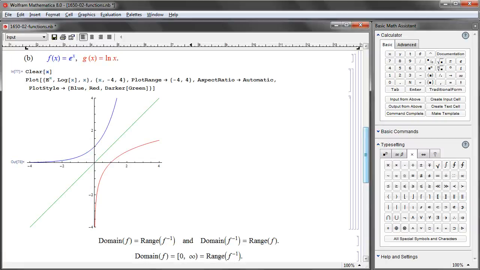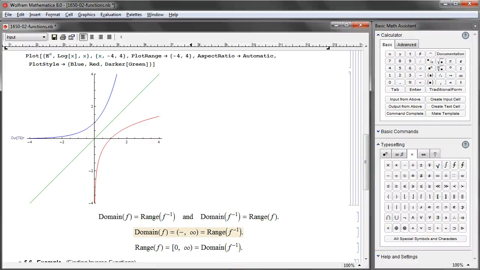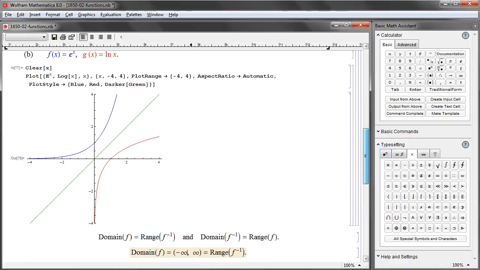f of x is e to the x here. g of x is log, so g is the inverse function. What is the domain of f? The domain of f in this case is negative infinity to positive infinity, because if you look at the blue graph, in terms of x value, it goes on forever to the left hand side, also to the right hand side. And that is also the behavior of the red graph. In terms of y, it goes to negative infinity, it just goes down, down, down, and then it goes up very slowly.